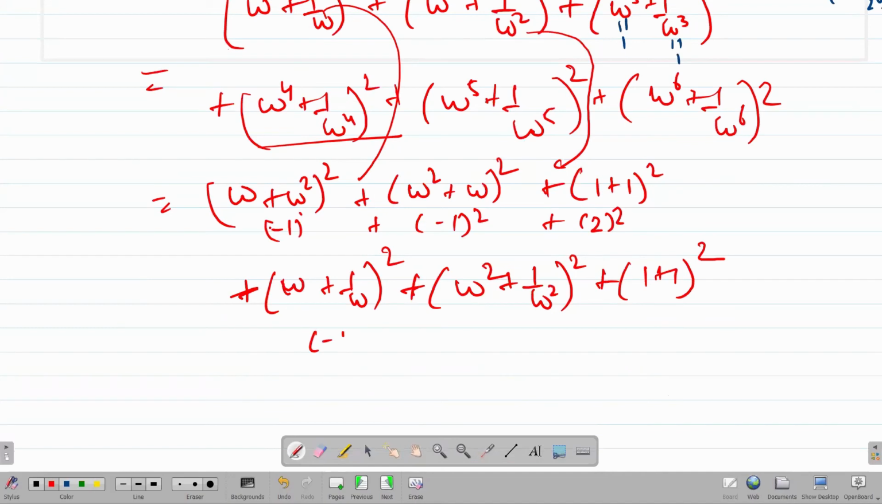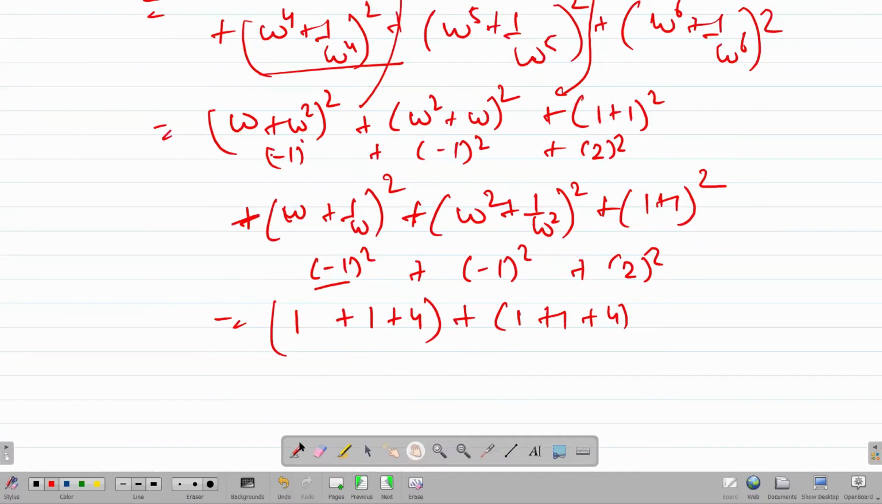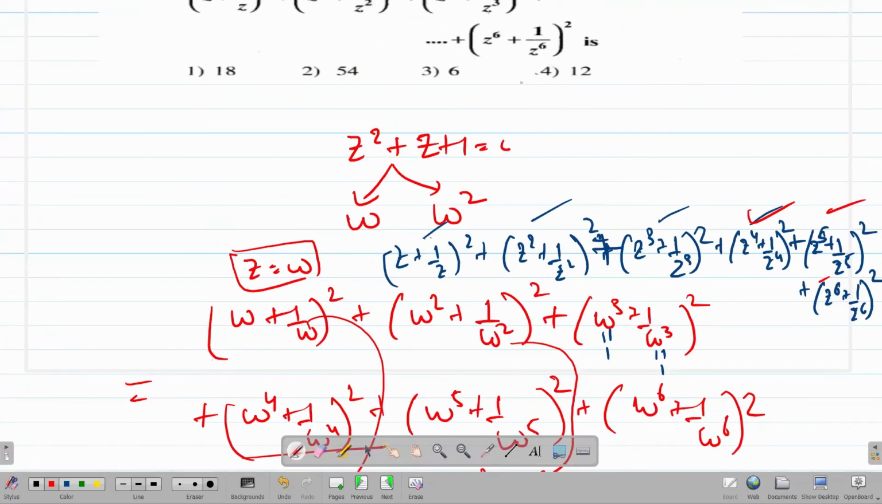This is again minus 1 whole square, minus 1 whole square, and 2 square. So my answer is 1 plus 4. Again by solving this I get 1 plus 1 plus 4. There's no need to solve. We can just find the answer 6 and multiply this by 2. So my answer is 12. So in this case my answer is 12.